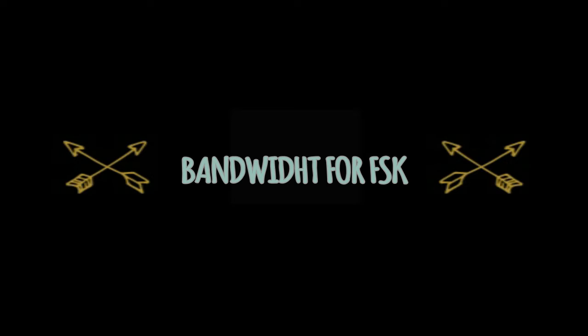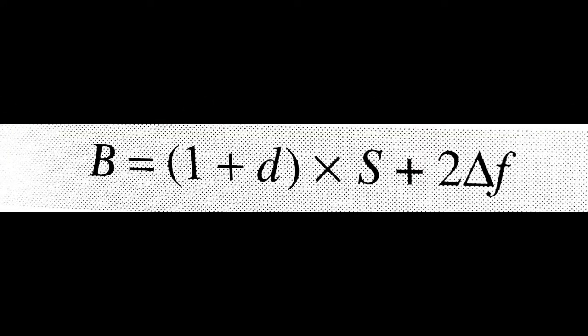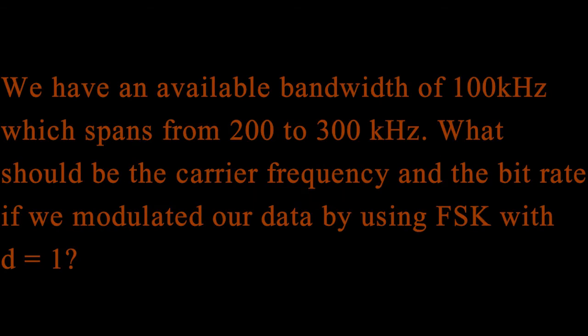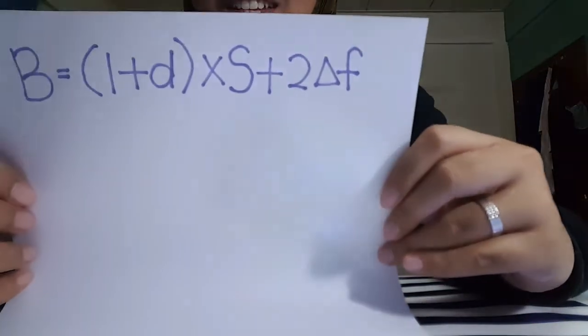Alright, next we will talk about bandwidth for FSK. So basically there is a formula for the bandwidth of FSK. For the example, we have an available bandwidth of 100 kHz which spans from 200 to 300 kHz. What should be the carrier frequency and the bit rate if we modulate our data by using FSK with d equals 1? Right, so basically this formula is used for example 5.5.